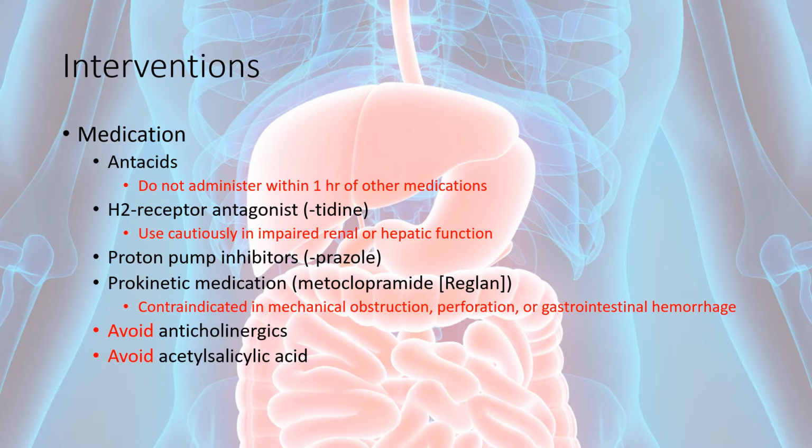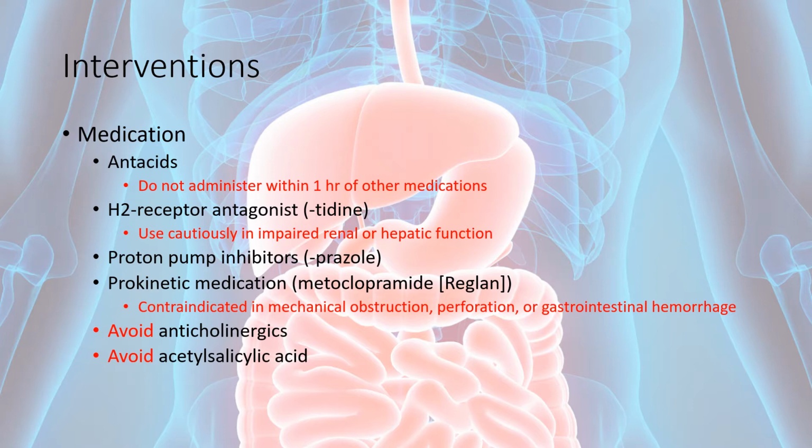Next, we have the H2 receptor antagonists and the proton pump inhibitors, which are going to be the more common type meds that we will see ordered. So the H2 receptor antagonists, a great way to tell those apart from other drugs is that they will end in tidine, so ranitidine, so your Zantac. And what do they do? Well, they decrease gastric secretions. The big thing to remember with these is to use them cautiously in patients with impaired renal or hepatic function.